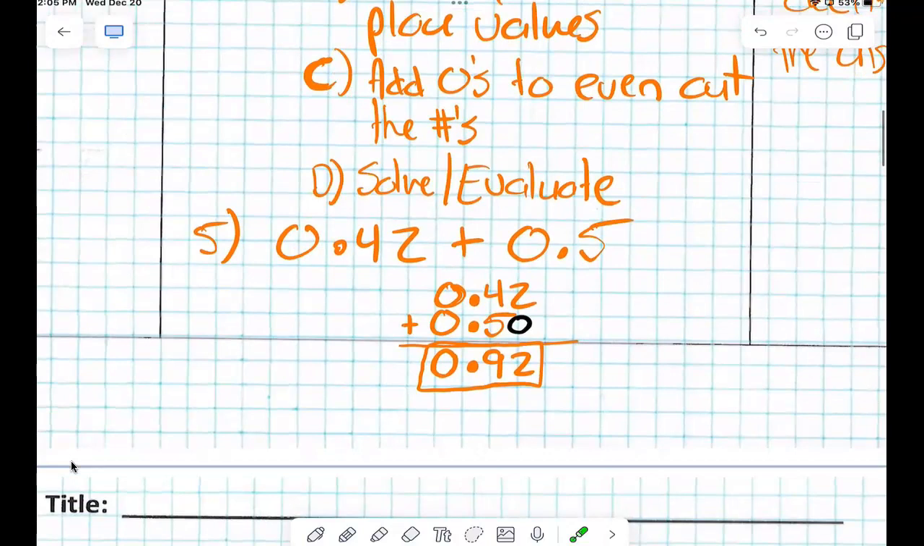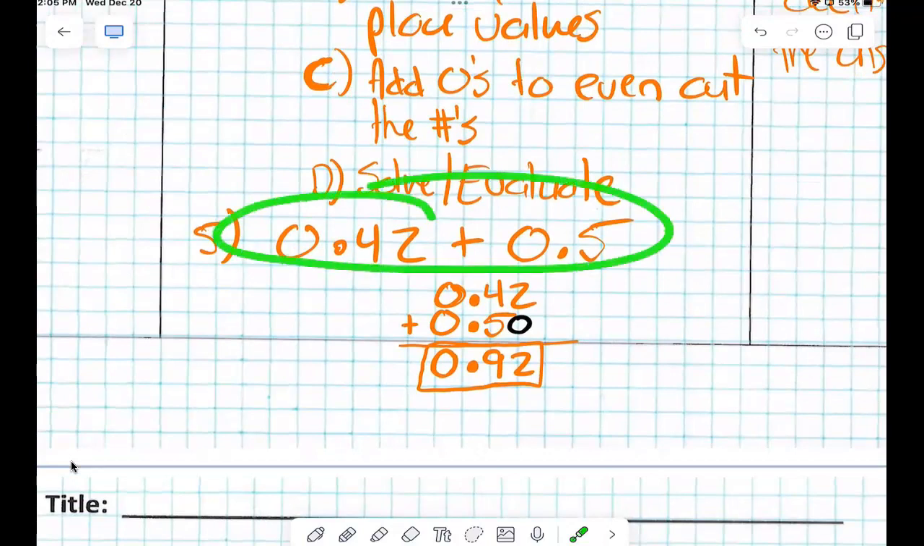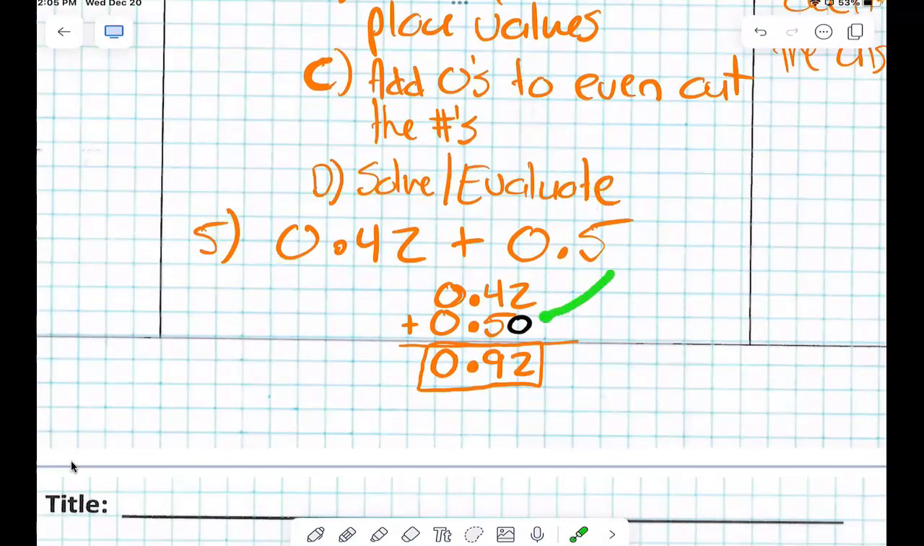This problem right here, looks like I stacked my decimals, yes? Yes. Why did I put this 0 in black? Yeah, to show that we had to actually add a 0 to even out the numbers, right?